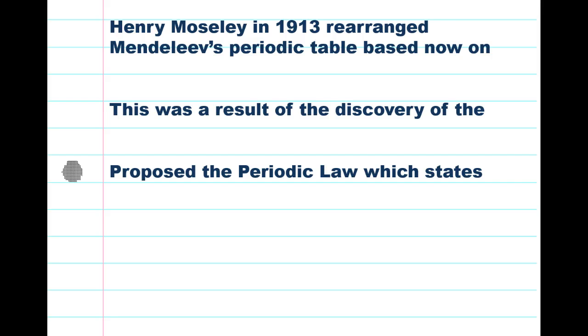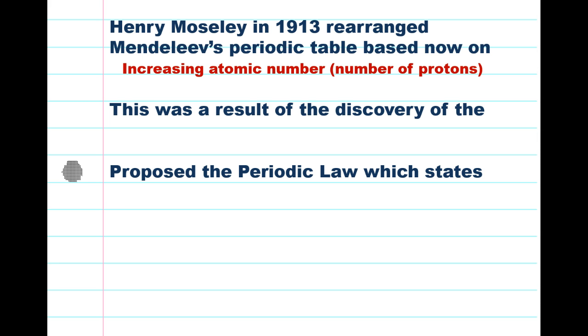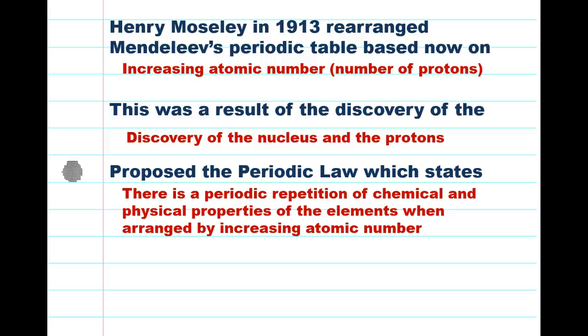Now, in 1913, almost 40 years after the fact, Henry Moseley rearranged the periodic table, but now he did it based on increasing atomic number, the number of protons. And why was he able to do this? Because of the discovery of the nucleus and the protons that Ernest Rutherford made with the gold foil experiment. Moseley proposed the periodic law, which states that there is a periodic repetition of chemical and physical properties of the elements when arranged by increasing atomic number.